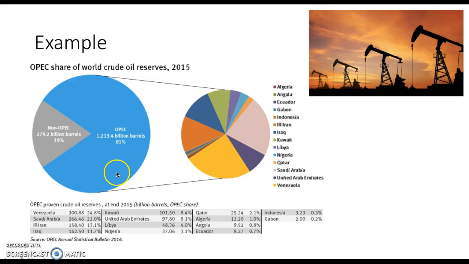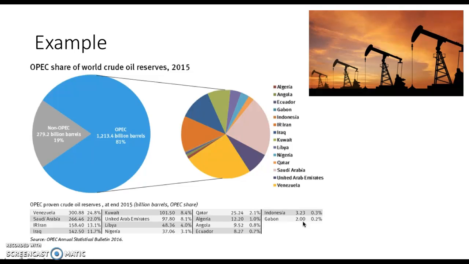This blue part is OPEC. This gray part is non-OPEC, the rest of the world. Now we're going to take this blue part over here and we're going to break it down per country that's in it. As you can see, Venezuela has a huge chunk, and also Saudi Arabia has a huge chunk as well. Indonesia looks like as well. And then the smallest looks like it's Gabon down here.